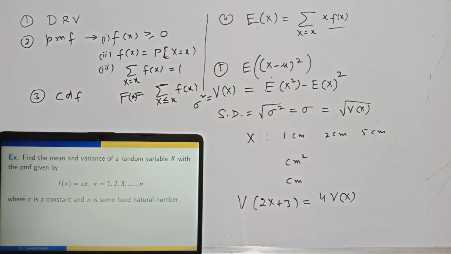Okay, verify these answers from your calculations, they should be easy for you. Now look at this example. Find the mean and variance of a random variable x with the PMF given by f(x) equal to cx, where x goes from 1 to n, where c is a constant and n is some fixed natural number.